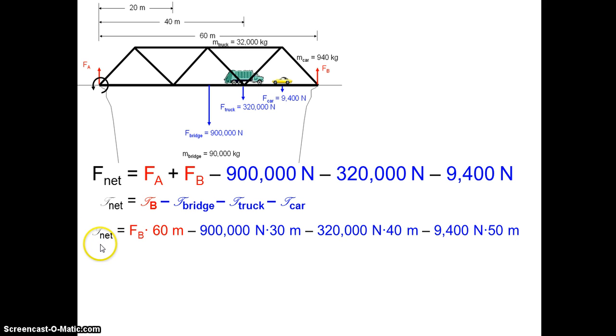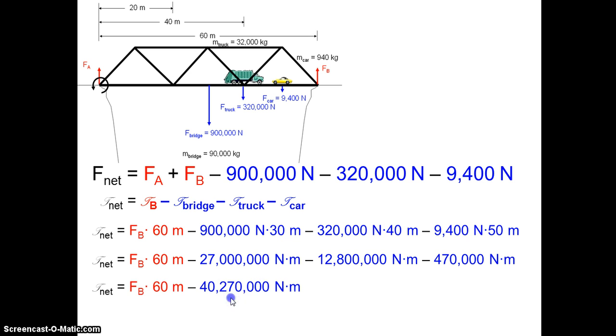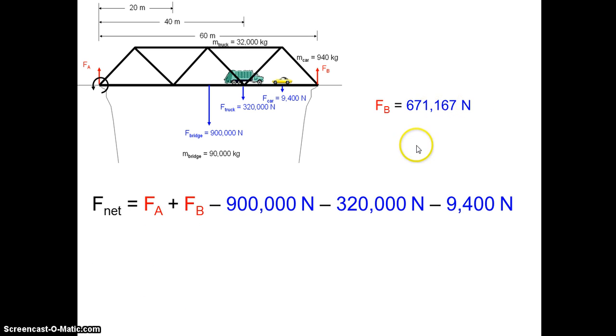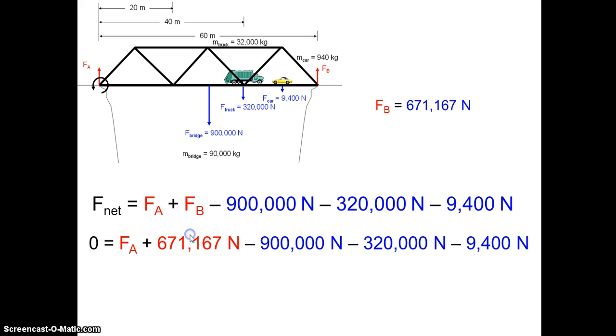Remember that net torque is 0. It's not rotating. So that means I can just plug and chug, solve for FB, and I get 671,167 newtons. Now I can plug this back into my first equation. Remember, again, it's not translating either. So Fnet is 0, and now I can solve for FA, and I get FA is 558,233. So in fact, FA is smaller than FB. Kind of follows along with what your gut was, your initial instincts. But here we've proven it.